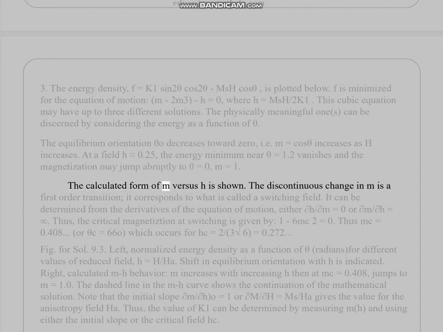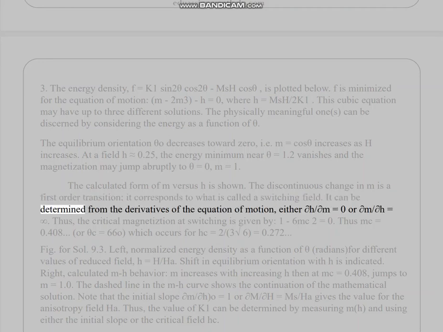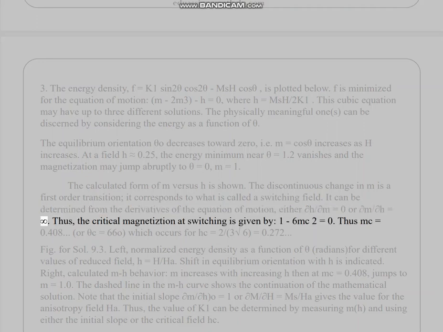The calculated form of m versus h is shown. The discontinuous change in m is a first-order transition. It corresponds to what is called a switching field. It can be determined from the derivatives of the equation of motion, either dh/dm equals 0 or dm/dh equals infinity. Thus, the critical magnetization at switching is given by 1 minus 3 mc^2 equal to 0. Thus mc equals 0.408, or theta c equals 66.0 degrees, which occurs for hc equals 2/3 times the square root of 6, divided by 9, equals 0.272.